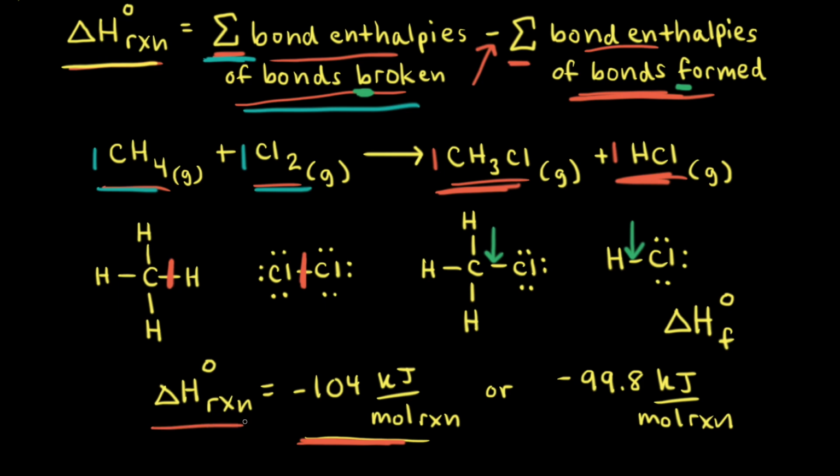A more accurate way of finding the standard change in enthalpy for a chemical reaction is to use standard enthalpies of formation. And when you use standard enthalpies of formation to find the standard change in enthalpy for this particular chemical reaction, you get negative 99.8 kilojoules per mole of reaction. So negative 104 is pretty close to negative 99.8.